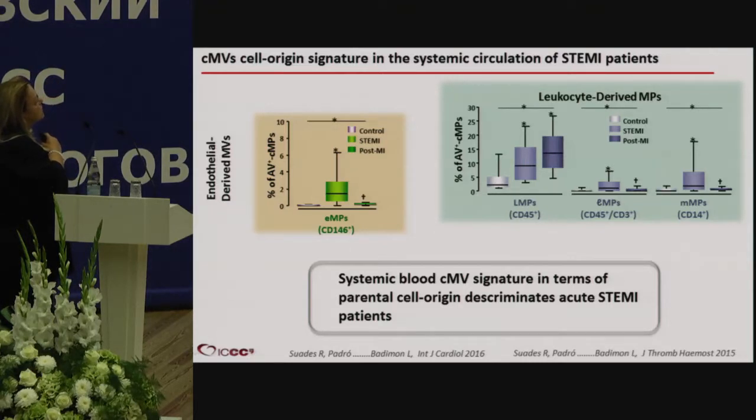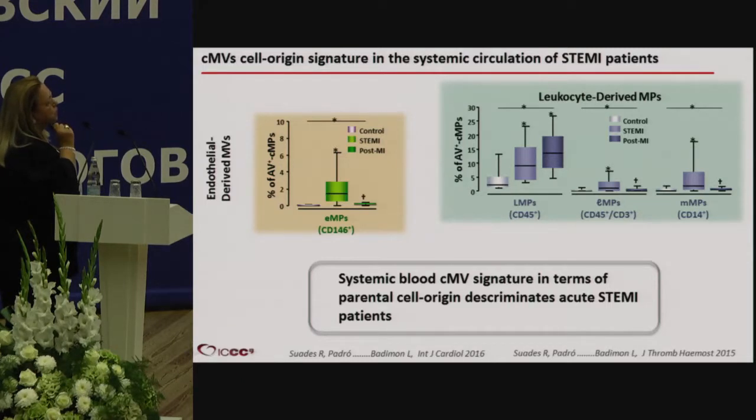Then what we saw is that post-MI, there was a significant reduction in these circulating endothelial-derived microparticles, but still higher levels than in the control situation. What happened for leukocytes? We saw that leukocytes, detected by a pan antibody against leukocytes, CD45, which detects all white cells, increased from control to STEMI to post-MI. So post-MI, these microparticles were still released in high numbers.